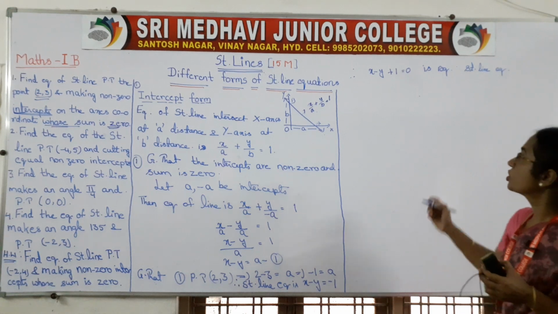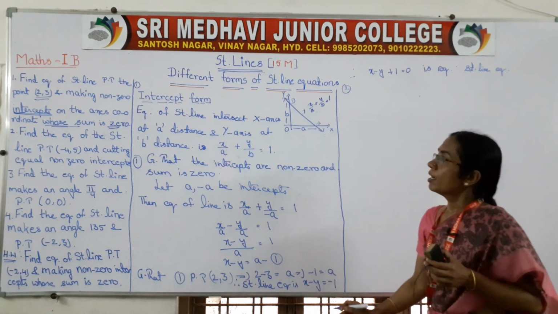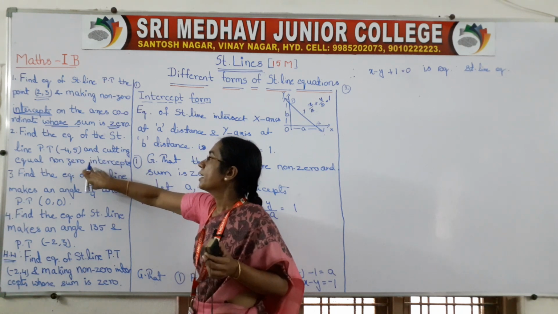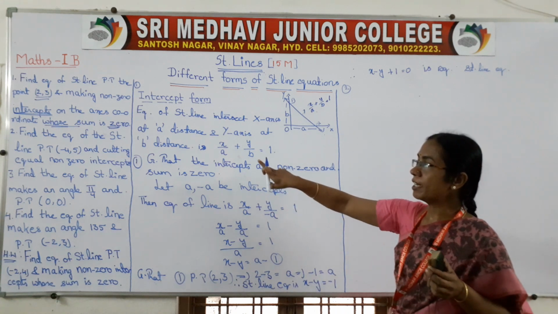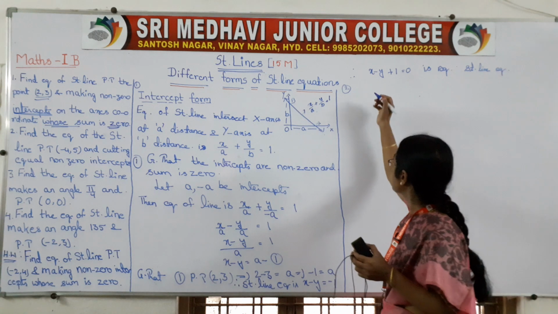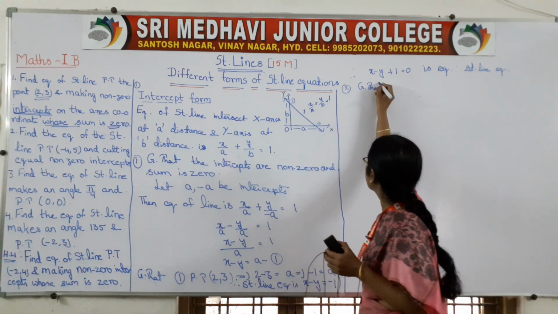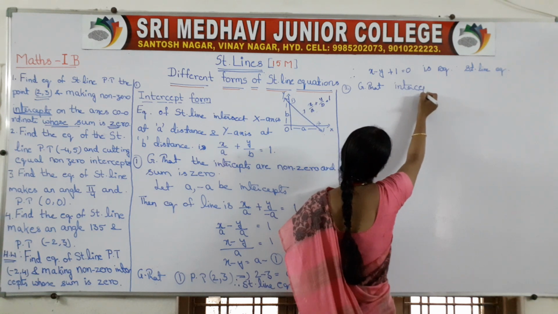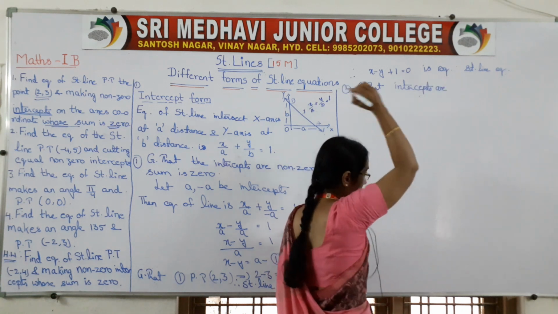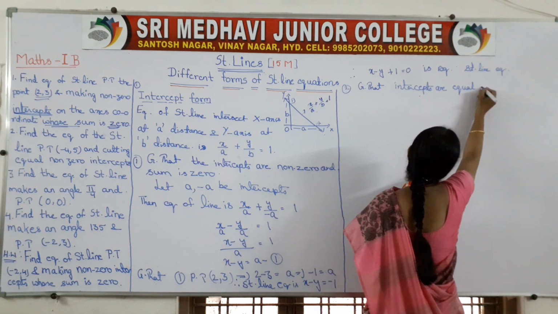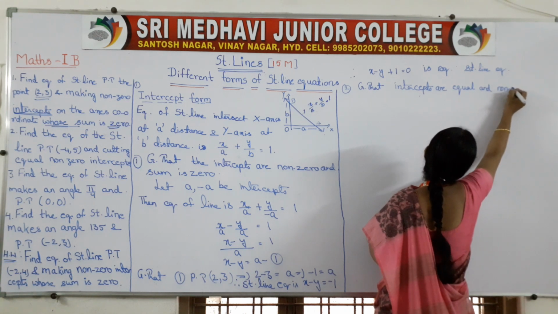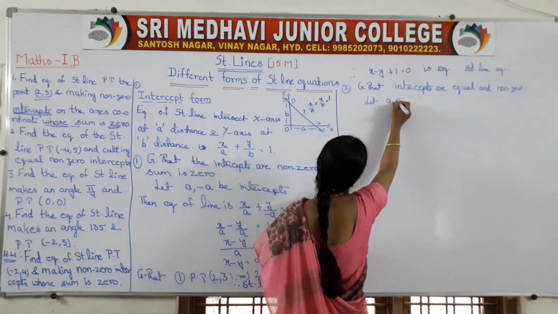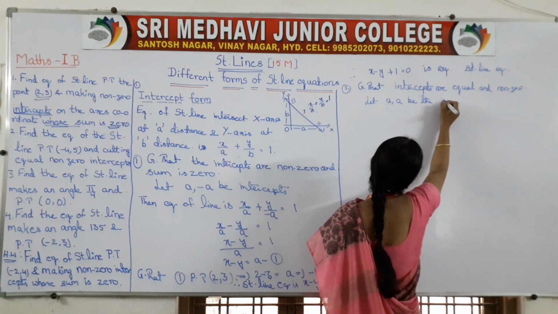Now come to the second question. Find the equation of the straight line passing through minus 4, 5 and cutting equal non-zero intercepts. Here in the previous one the sum was given, and here it is given that the intercepts are equal. So first write down the given information. Given that the intercepts are equal and non-zero. So you take two intercepts which are equal as well as non-zero. Let a comma a be the intercepts.